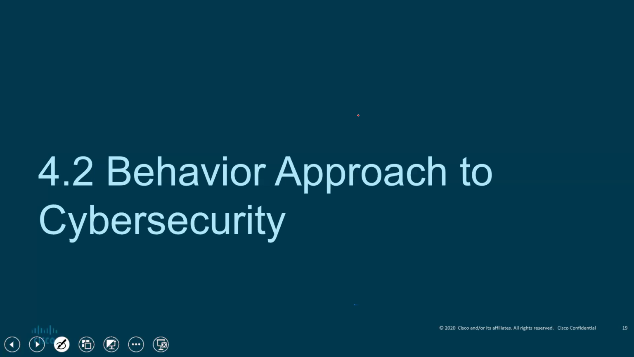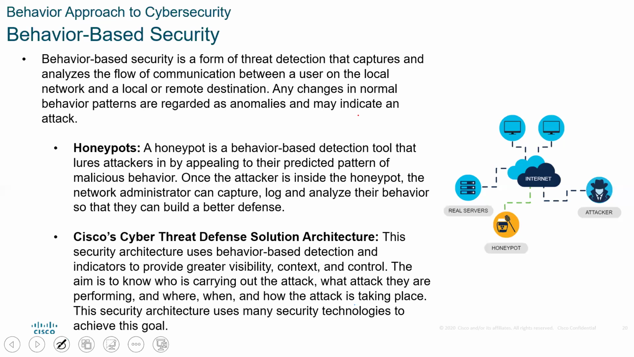So let's look at the behavior approach to cybersecurity. Behavior-based security is a form of threat detection that captures and analyzes the flow of communication between a user on a local network and a local or remote destination. Any changes in normal behavior patterns are regarded as anomalies and may indicate an attack. All right, so which means you need to know your network very well. You need to know your traffic. You need to know from where to where.